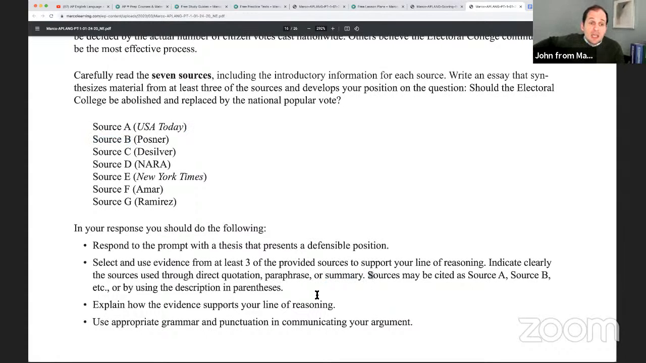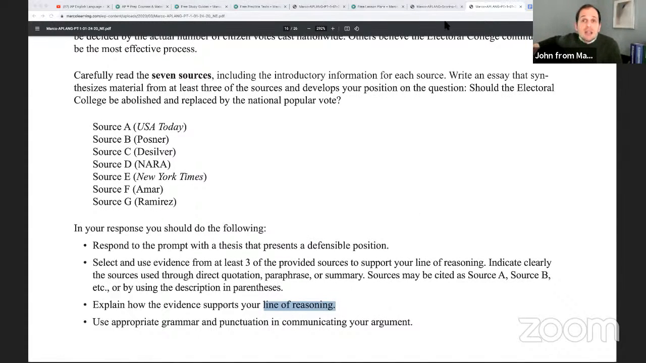They say that you can cite it as source A, B, whatever, or use the description in parentheses in the USA Today article. You want to explain how the evidence supports your line of reasoning, the why of your argument. I believe the Electoral College should be abolished. Okay, who cares? Why do you believe it?